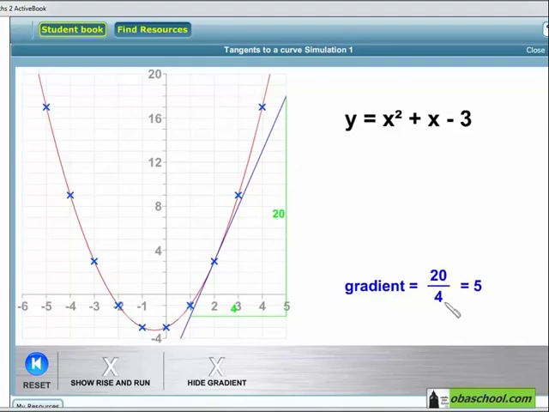Therefore, the gradient is equal to the rise over the run. Thus, 20 over 4 is equal to plus 5. So this is the first case, where the straight line is going upwards. The rise will be positive and it will be divided by the run.